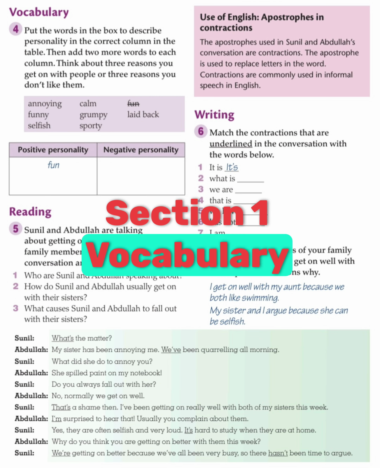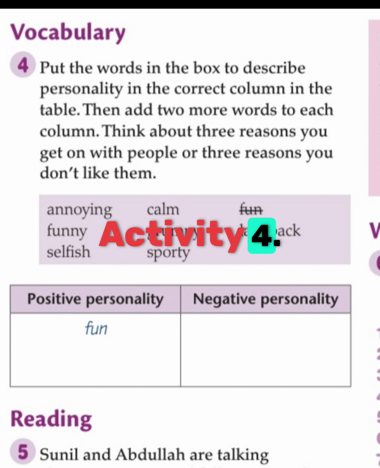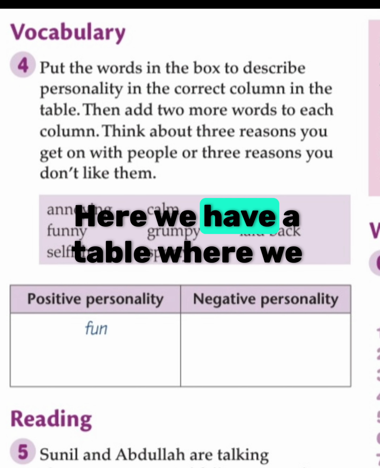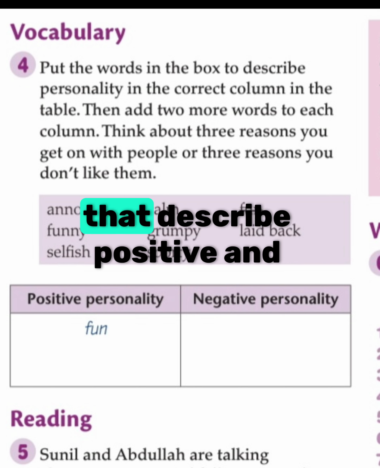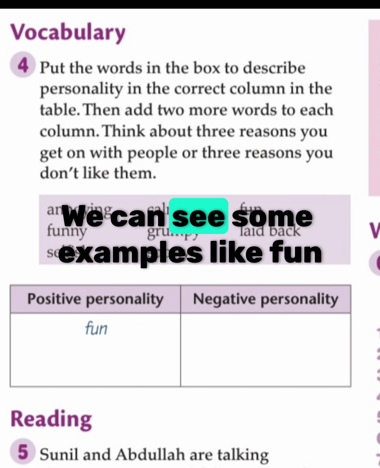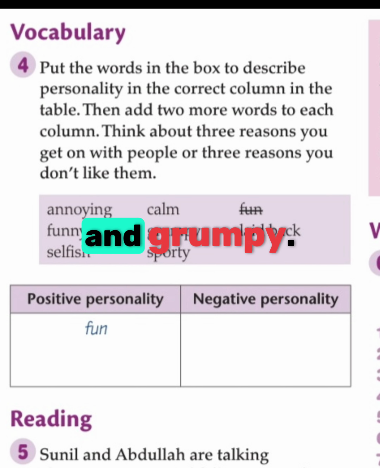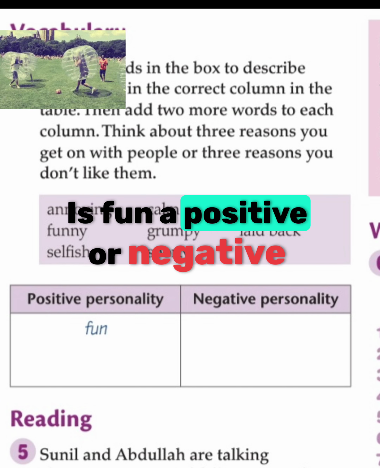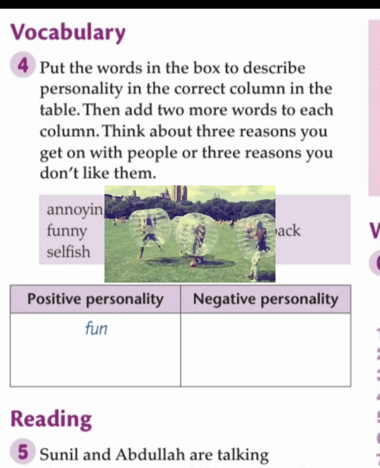Section 1. Vocabulary, Activity 4. First, let's look at the vocabulary section. Here we have a table where we need to sort words that describe positive and negative personality traits. We can see some examples like fun and grumpy. Let's think about it. Is fun a positive or negative trait?